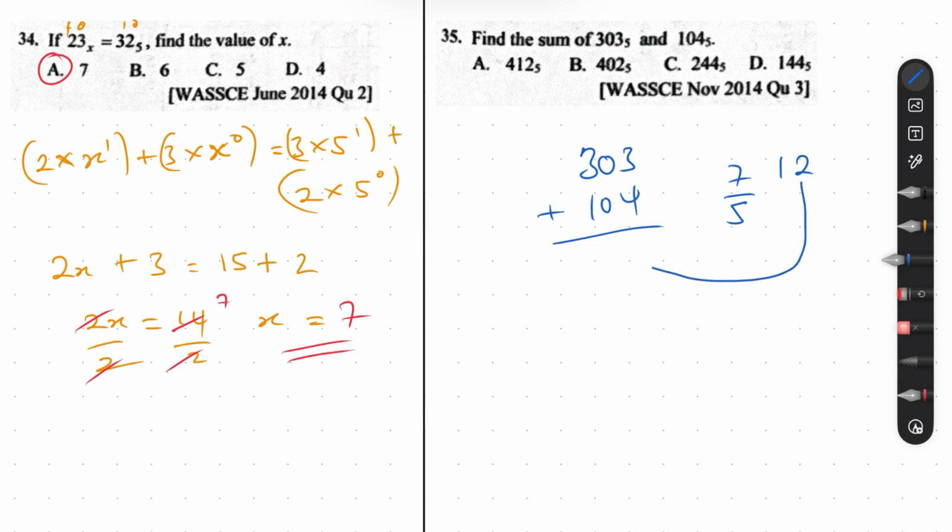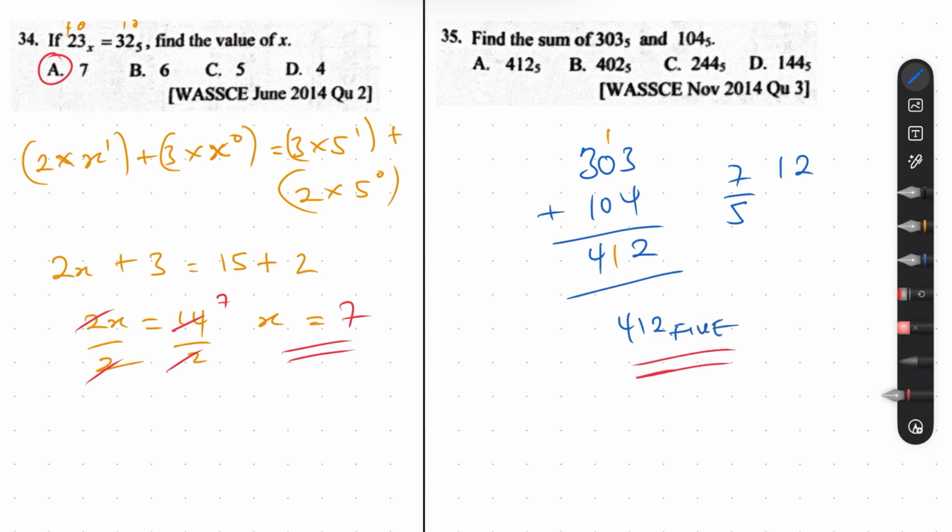So the 2 would come here, okay? Then the 1 will go, okay? Cool. So we have 2, and then the 1 from here will add from here. You have 1 plus 0 is what? 1. And then finally you have 3 plus 1 to be what? 4. Okay? So our answer is 412 base 5. Okay? Cool.